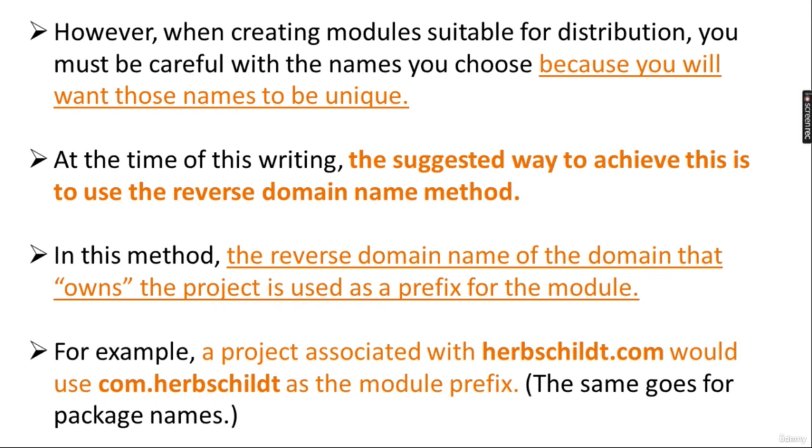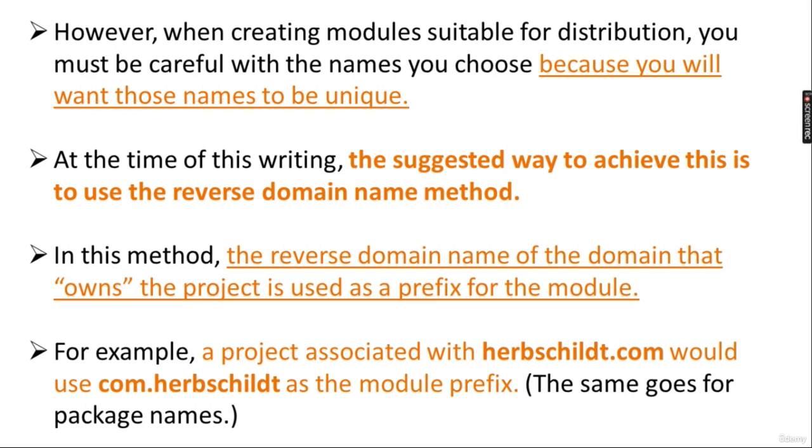But when you are creating modules for distribution, like in a real world application, you must be careful because the names that you choose for modules should be unique. You will want those names to be unique, so choose them wisely. At the time of this writing, the suggested way to achieve this is to use the reverse domain name method. The reverse domain name of the domain that owns the project is used as the prefix for the module. So what method are we using? The reverse domain name method.